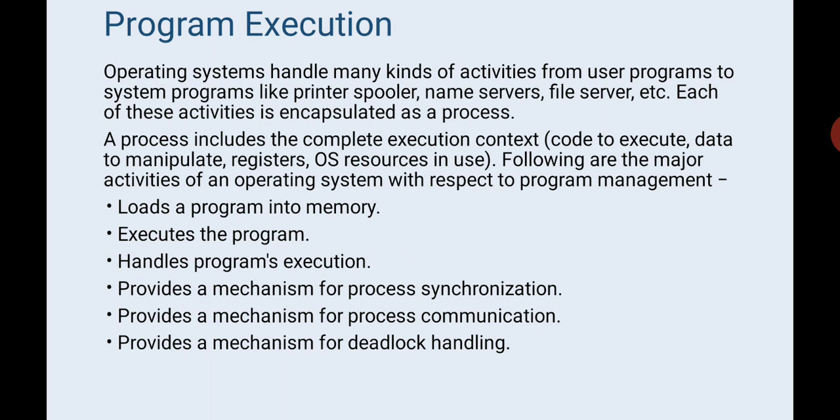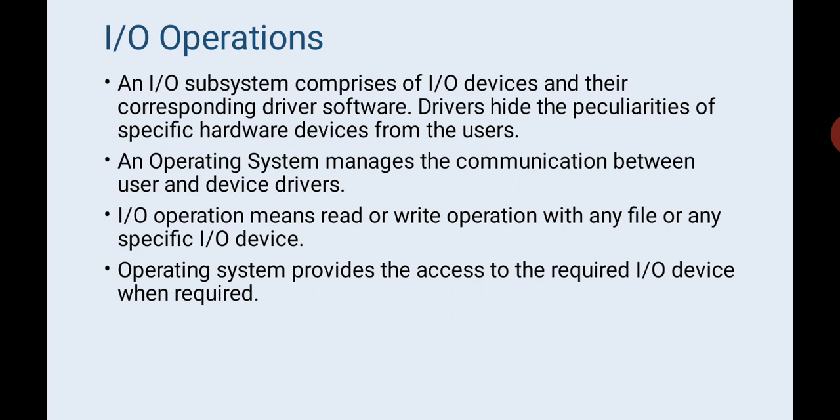First we come to program execution. The operating system handles many kinds of activities, from user programs to system programs like printer spoolers, name server, file server, etc. Each of these activities is encapsulated as a process, and the process includes a complete execution context. Some of the common work it does is it loads the program into memory, it executes the program, handles its execution completely, and provides a mechanism for process synchronization, process communication, and deadlock handling. So complete program execution is taken care of by the operating system.